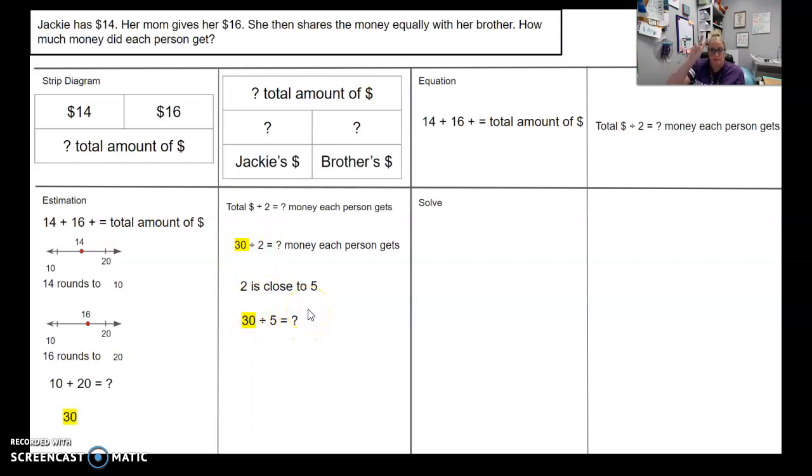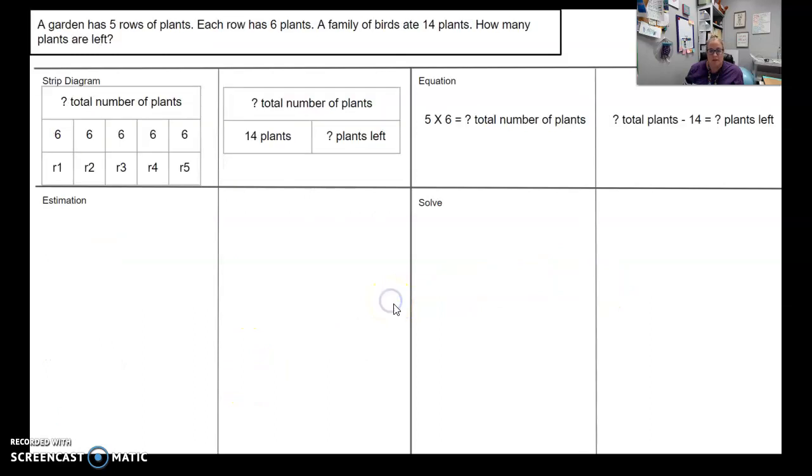5, 10, 15, 20, 25, 30. So I know that it's pretty close to 6. So they're going to get somewhere close to $6. And tomorrow we'll check to see if we're right. All right, let's look at our last question.